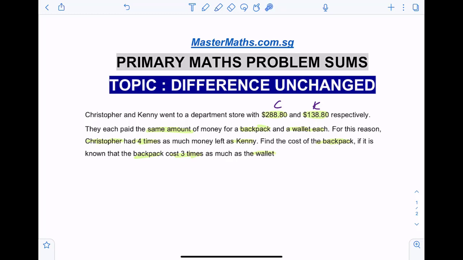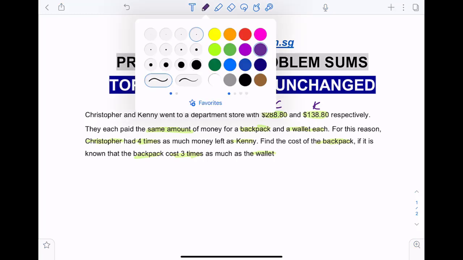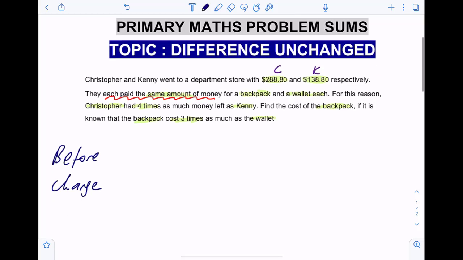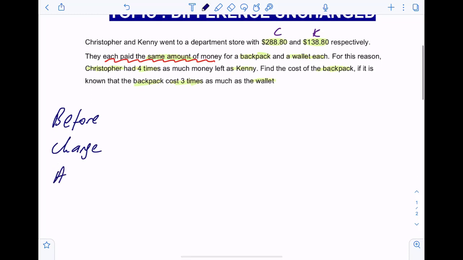What are the keywords involved? Keywords for this question will be they each paid the same amount of money. Which means the difference in monies before and after must be the same. This can be solved by drawing a BCA table. So before, change, and after.